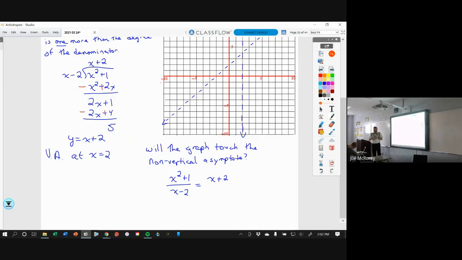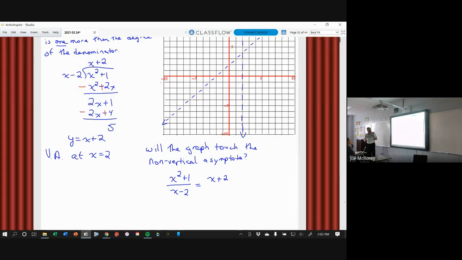A graph will never touch a vertical asymptote. A graph can touch a non-vertical asymptote. A non-vertical asymptote could be horizontal, or it could be not horizontal, so instead of talking about horizontal or non-horizontal, we just say non-vertical. So what's the point of a non-vertical asymptote if the graph can touch it? It's the end behavior, just like the graph we did a moment ago.